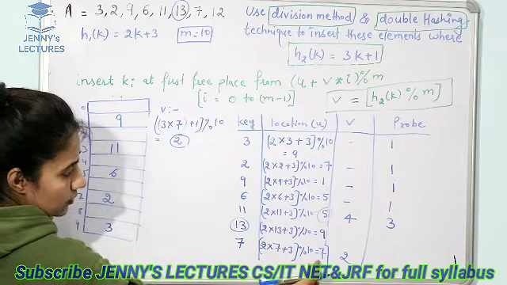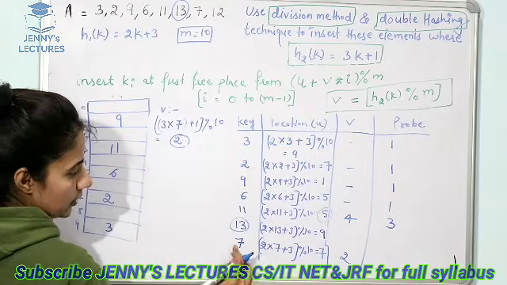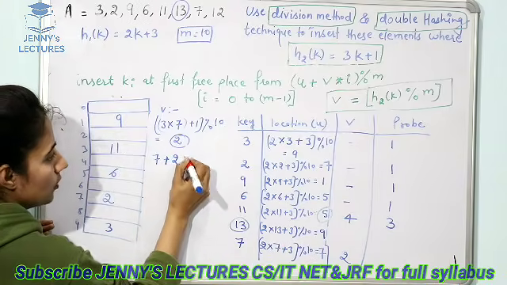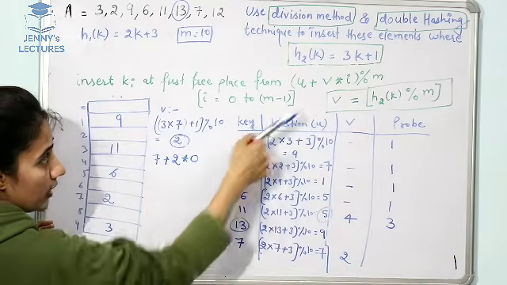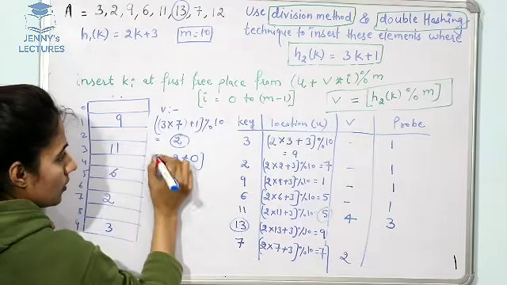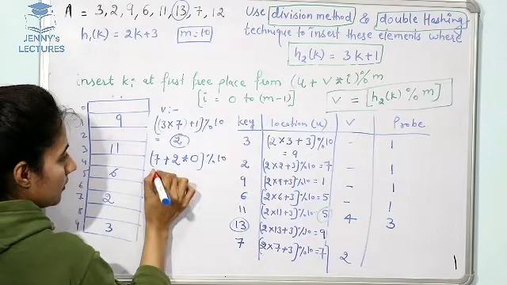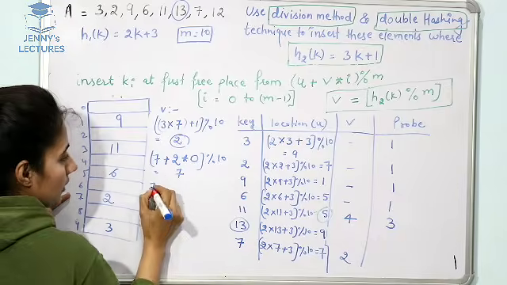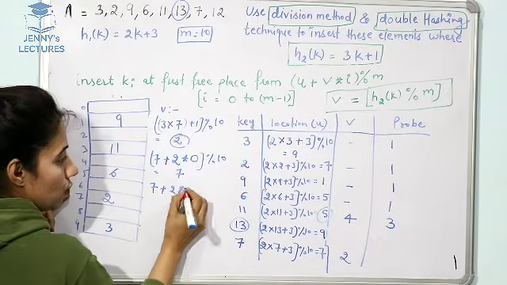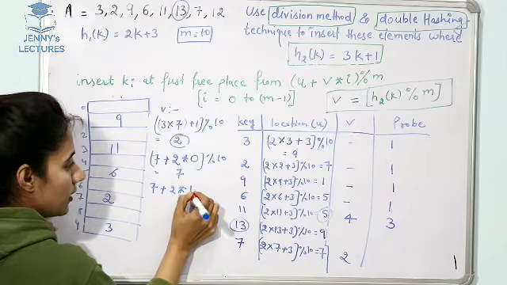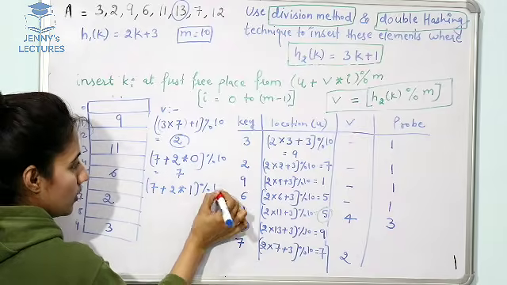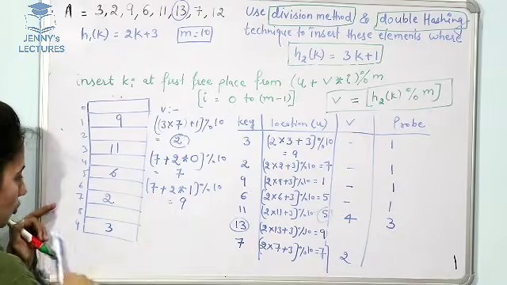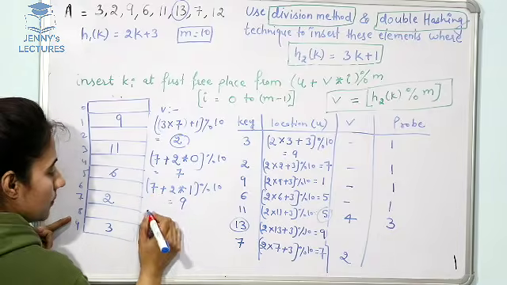u is what? This 7. We have calculated for 7. u is 7. 7 plus v is what? 2 into 0, starting i value is 0. Mod 10. That is 7. 7 is already full. Next is 7 plus 2 into, increase i value by 1, that is 1, mod 10. That would be 7 plus 2 is 9. Go to the 9th place. Oh, that is not free.